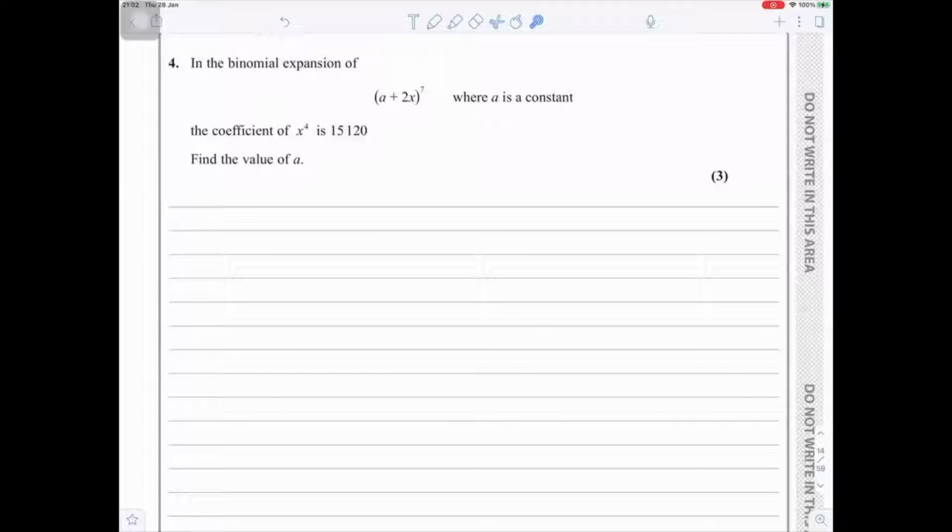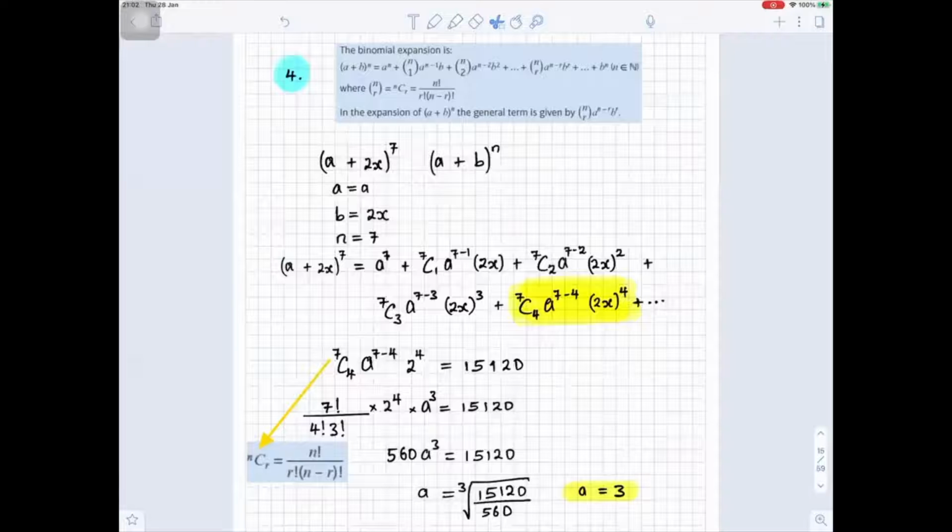Question number 4. In the binomial expansion of (a + 2x)^7, where a is a constant, the coefficient of x^4 is 15,120. Find the value of a. So we want to use the binomial expansion formula. I've got the formula written there at the top.